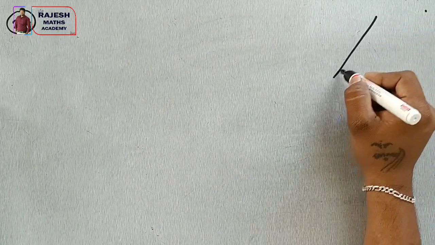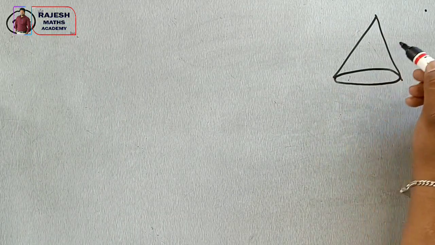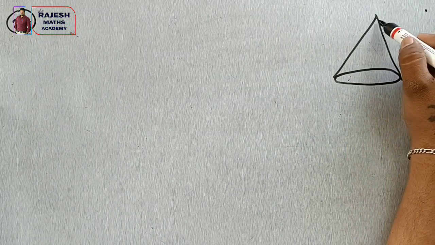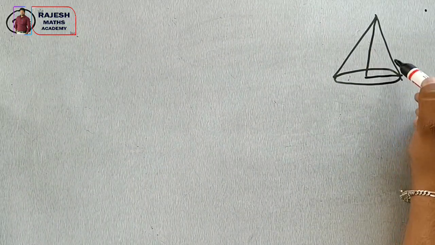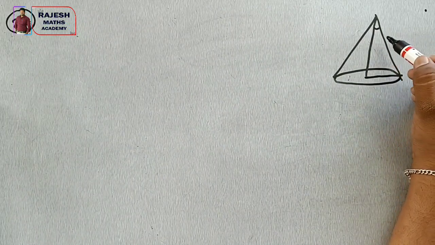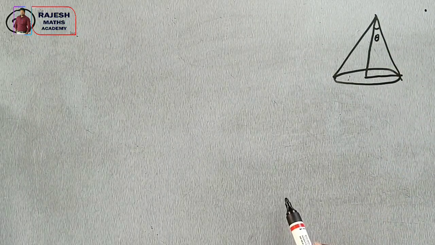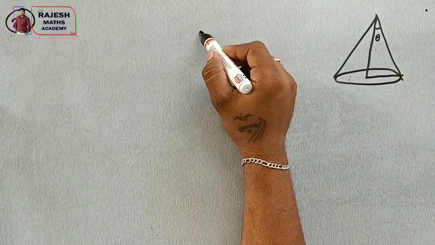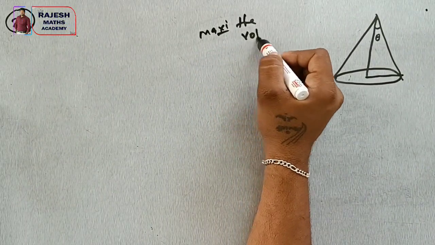Question number 24. So what is the question given? The semi-vertical angle of a cone. So we have a right circular cone. I have a circular cone here. This is called the vertical angle. Semi-vertical angle means half of this angle. So this is the semi-vertical angle, which I can take as theta. The semi-vertical angle of the cone of maximum volume. So the volume is to be maximized.